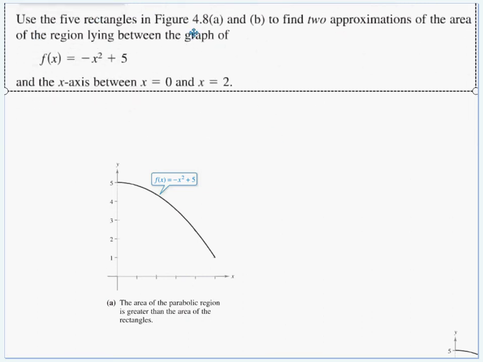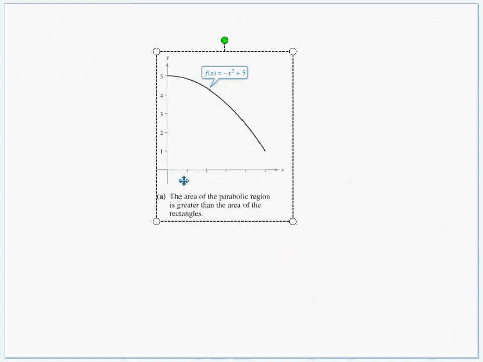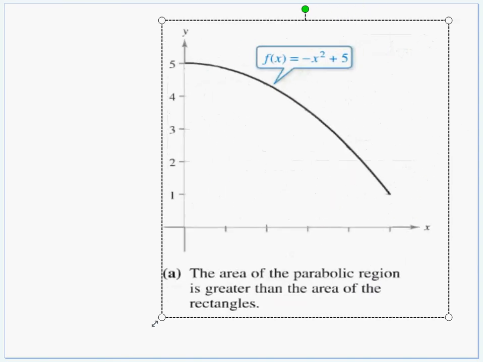Use the 5 rectangles in the figure, and we're going to make the rectangles ourselves, to find 2 approximations for the area of the region lying between the graph of, here's our upper bound, negative x squared plus 5, that is this downward opening parabola, y-intercept of 5. We want to find the area under that, and bounded by the x-axis between 0 and 2. And let me make a new slide here so I can put this graph on it and make it nice and big so I can draw all over it.